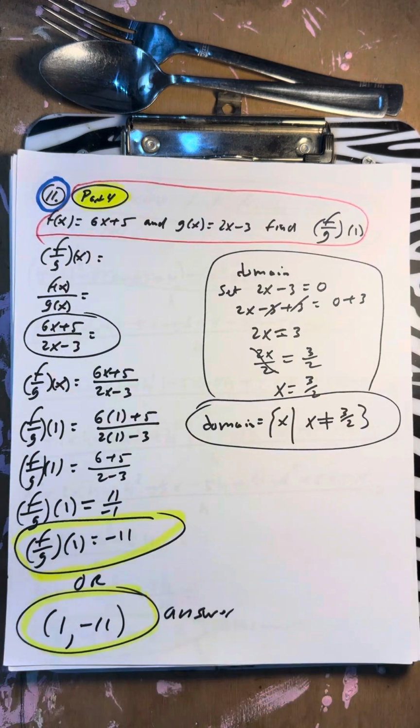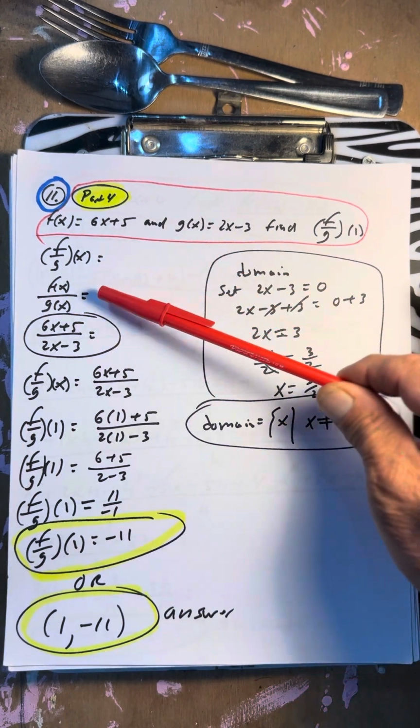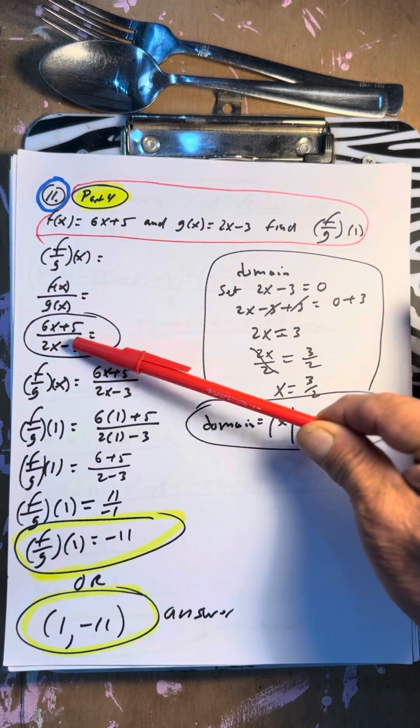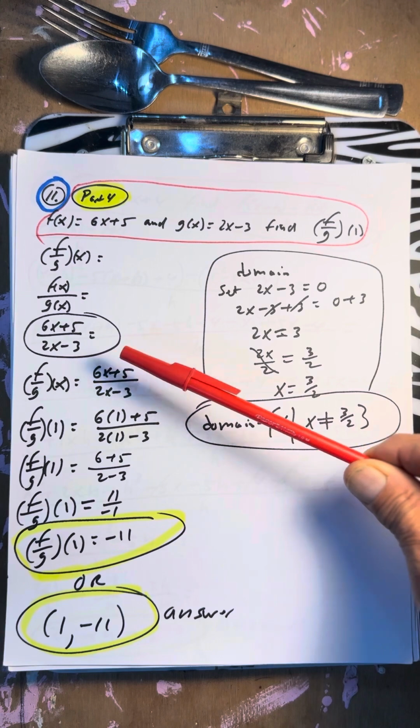Oh, part 4. Let's do part 4 for 11. So f over g of x, division. That's fine. So you f of x, put it in there. G of x, put it in there. Nothing you can do with this. No simplification. So f divided by g of x is this.